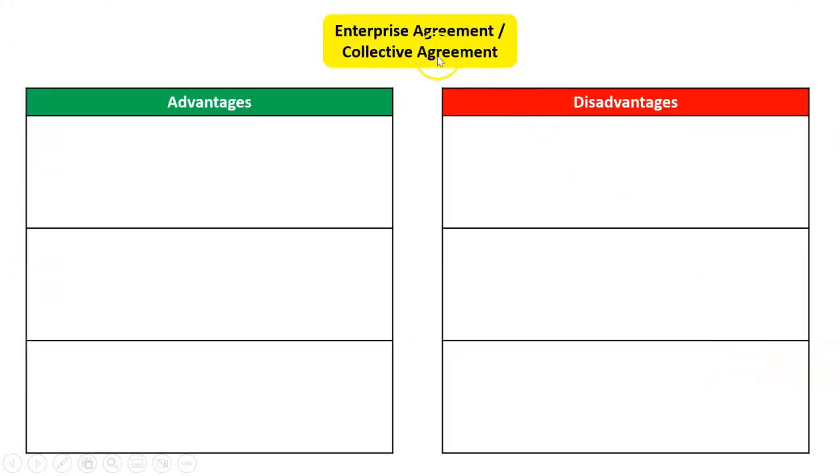So we decide we're going to have our own enterprise agreement or collective agreement. So I'm David Jones. I'm going to have my own agreement for all my workers working at David Jones. What's good about that?